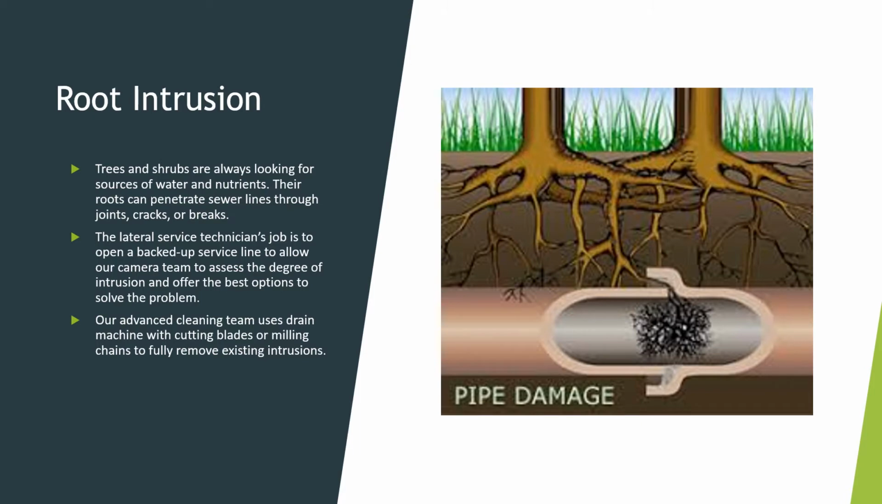Our advanced cleaning team uses drain machines with cutting blades or milling chains to fully remove existing intrusions. A note on that is that tree roots will grow back. And the only way to prevent further intrusions is either through coating or lining the pipe.